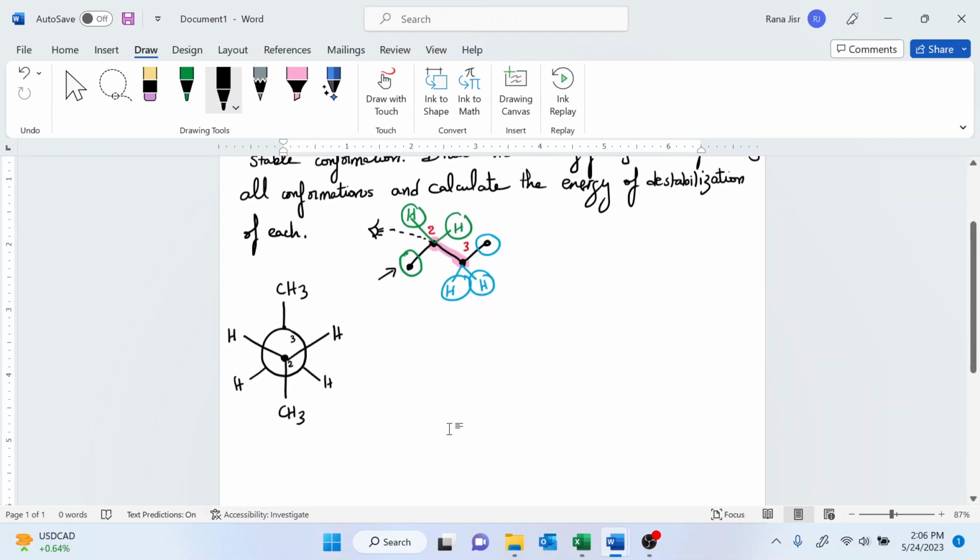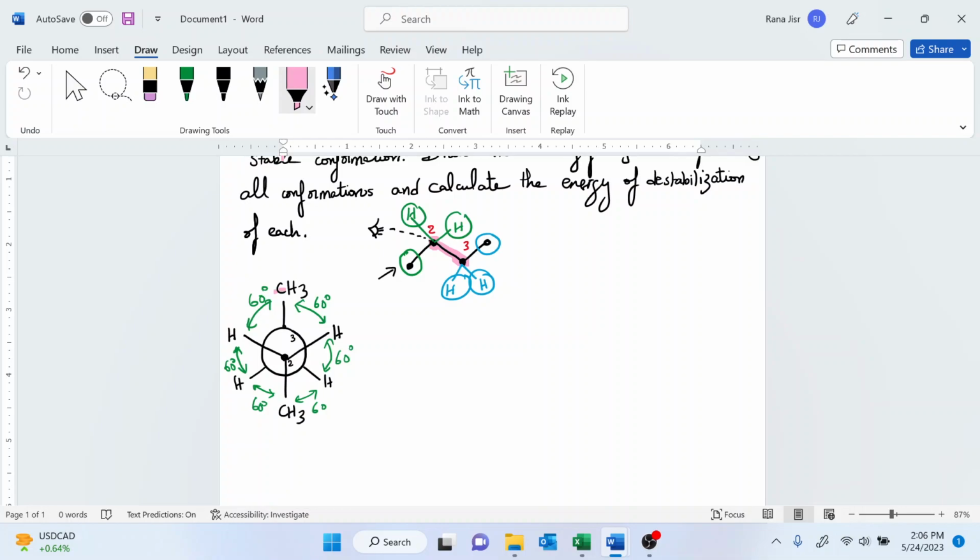The dihedral angle between those 2 bonds is 60 degrees. We know a full circle is 360 degrees, so the dihedral angle between each of these lines is 60 degrees. Start with your carbon chain on the vertical line every single time. Make sure your biggest groups, which here are the 2 CH3s, are on the vertical line.